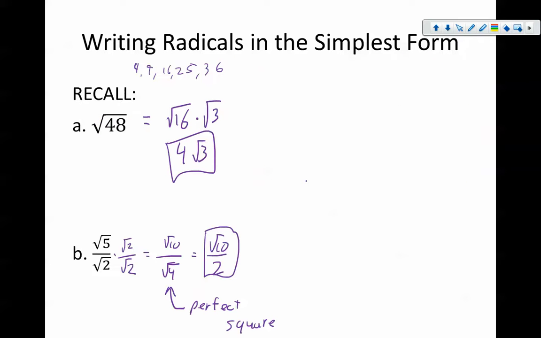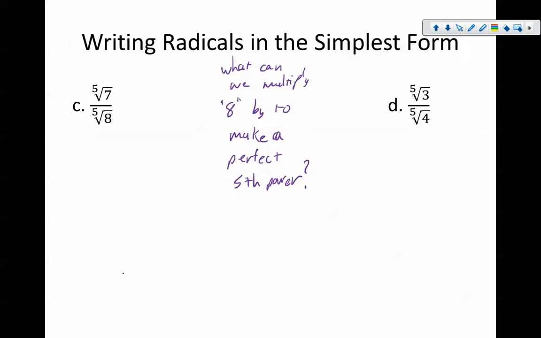Remember, back here we multiplied to find a perfect square. It just so happened that it was the same number. But we could multiply it by anything that made a perfect square. Now we need to make a perfect fifth power in the denominator. So I have to multiply 8 by something to make a perfect fifth power. Well, again, we need to know the fifth powers. We got 1, which is always there.